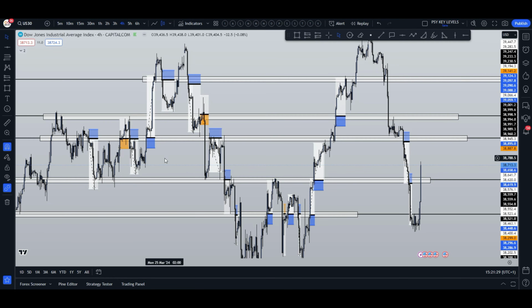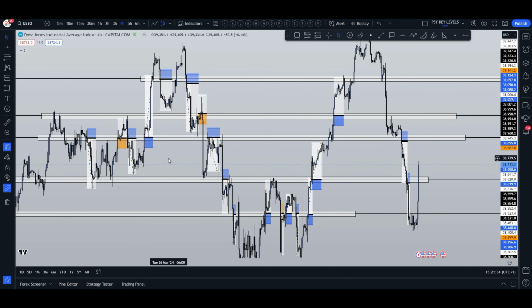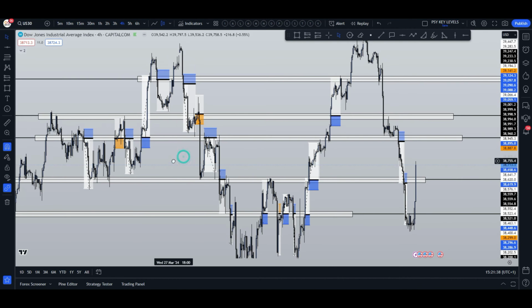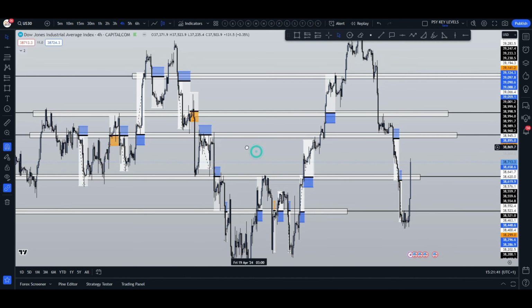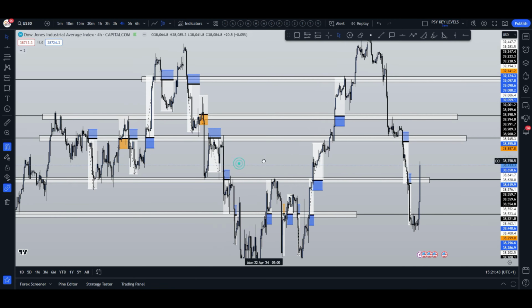Now, another thing I want to get out of the way, guys, is this is not my own personal strategy. My own personal strategy with the break and retest, I do use break and retest, but it's for totally different time frames. This is just an example for you guys.